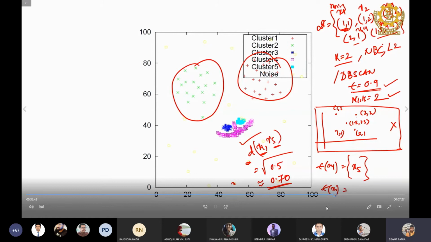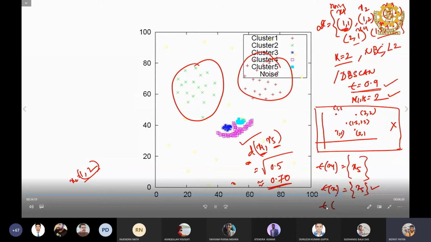Next we go to x2. What will be the distance of x2? x2 is 1, 2. You compute the distance to all other points. All other points have distance 1, except the point x5. That distance is also 0.70. Right? So this is lesser than epsilon. So x2 also includes the point x5. Then this is also a noisy point.